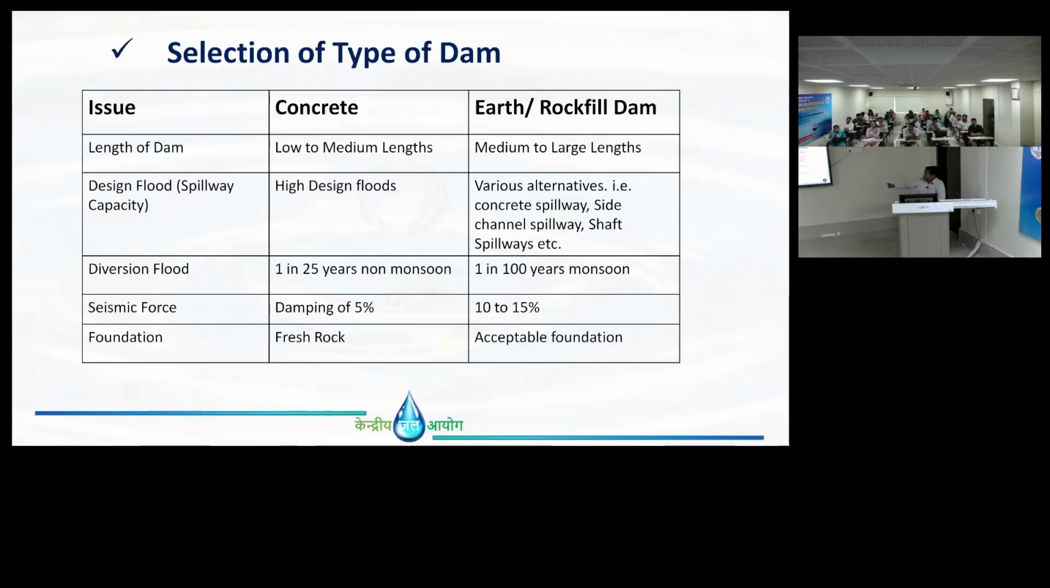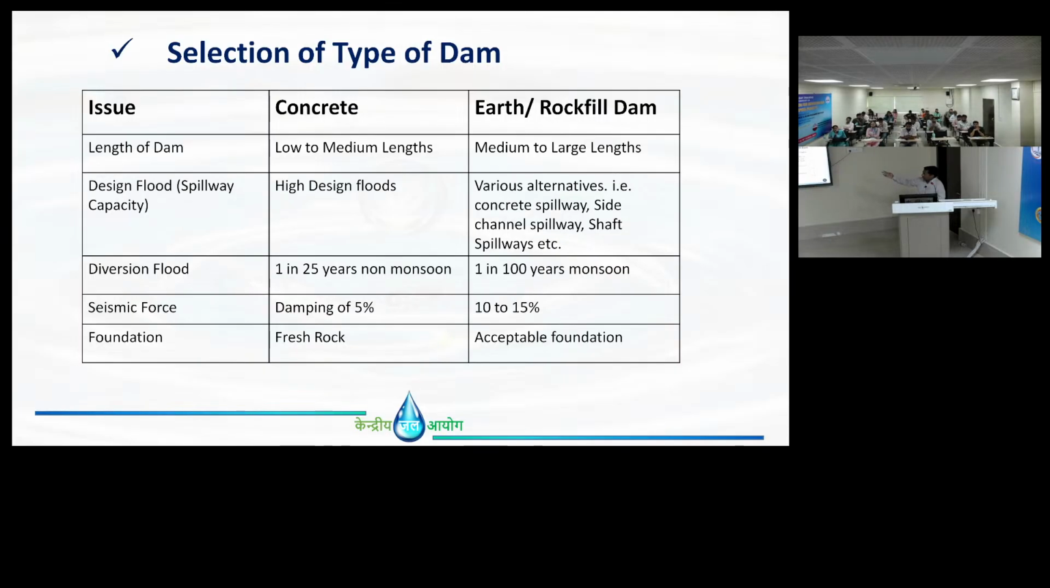The length of the dam is the critical point. Generally concrete dams we design for low to medium lengths only. If the length is too large, like kilometers, you cannot have a concrete dam, right? Unnecessarily it will increase the cost, and when you increase the cost, the project will not become viable. So rockfill and earthfill will be very suitable if the length is more, or if the design flood is more.